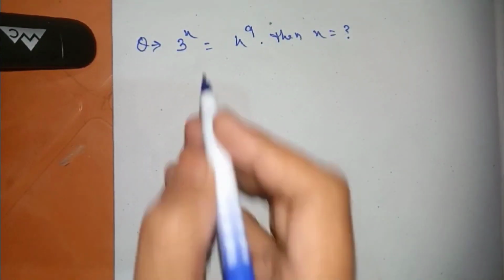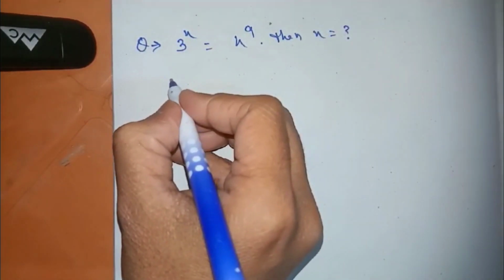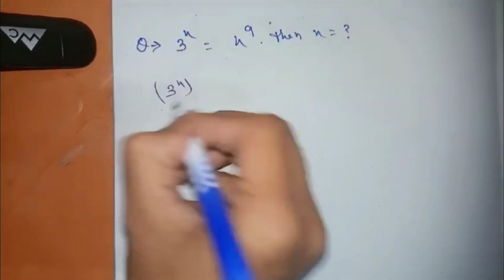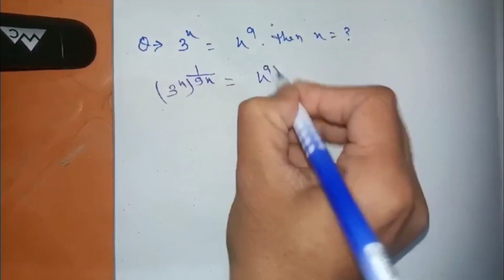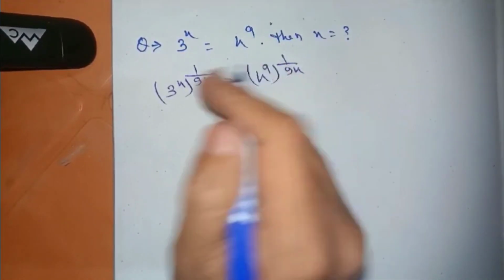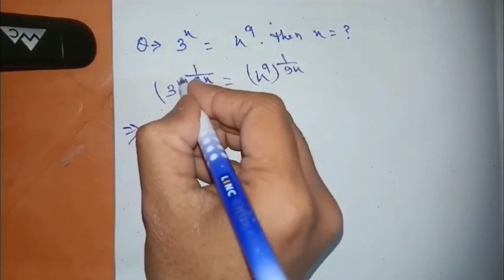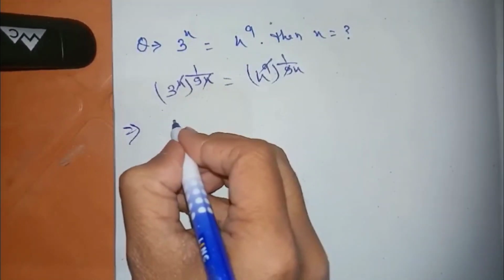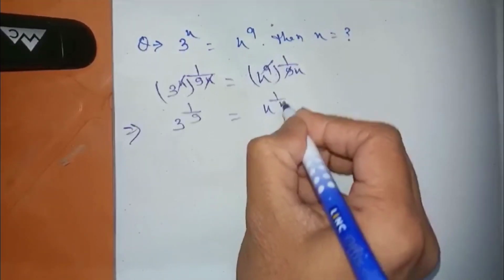So first of all, in this question, I am going to multiply both sides by 1 by 9x in the power. Let us see, 3 to the power x, and I am multiplying both sides by 1 by 9x in power, because we can multiply or divide both sides by any term. Now what will happen? x will be cancelled out by this and 9 will be cancelled out by this. So what is left here? 3 to the power 1 by 9, and here x to the power 1 by x.